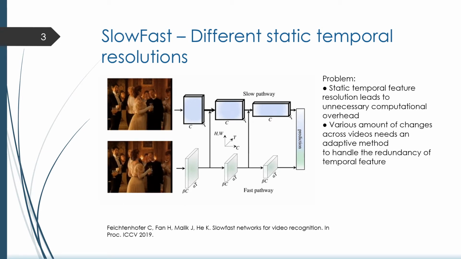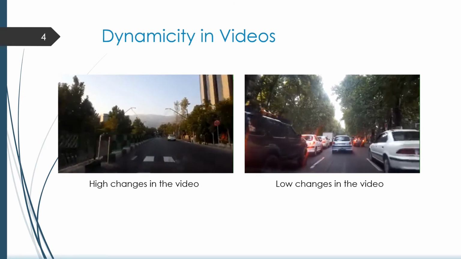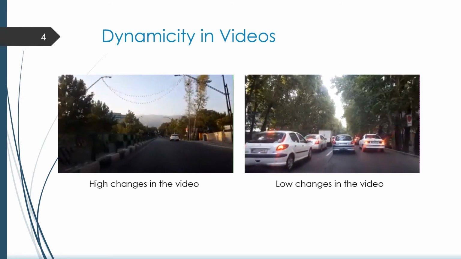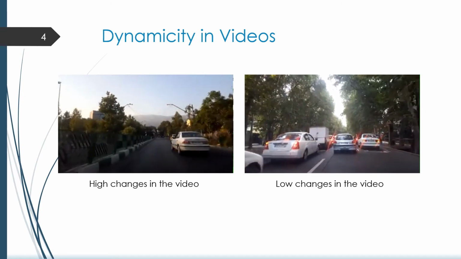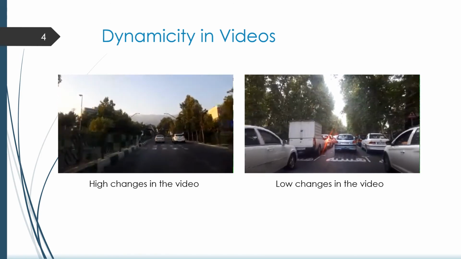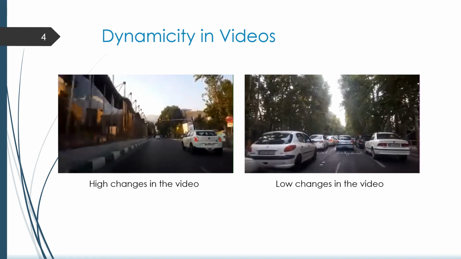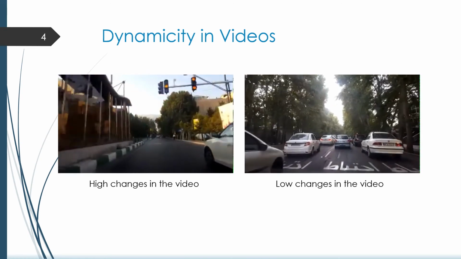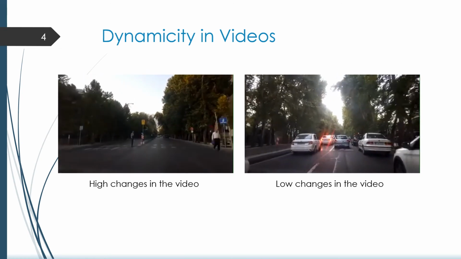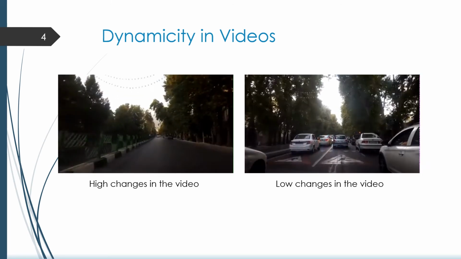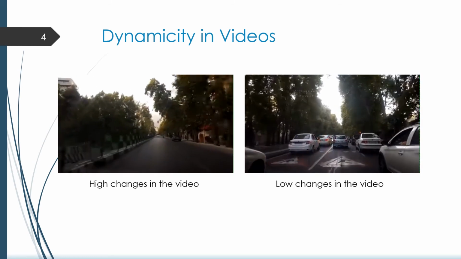computational overhead. While the GFLOPs of a 3D CNN can be decreased by reducing the temporal feature resolution within the network, there is no setting that is optimal for all input clips. As we can see, some videos have high temporal changes and therefore require higher temporal information to be processed, while some have low temporal changes and therefore require less temporal information to be processed.